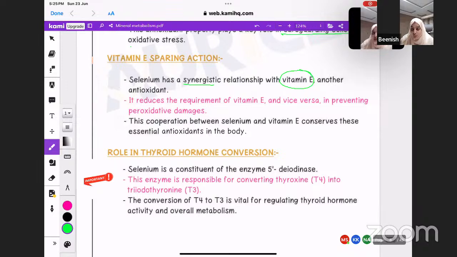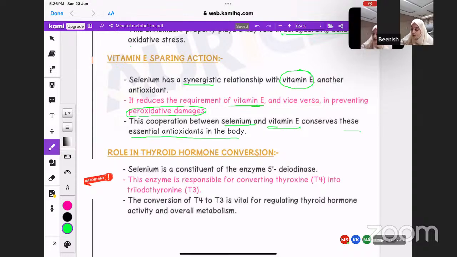Both of them have antioxidant properties. It reduces the requirement of vitamin E and vice versa in preventing oxidative, peroxidative damages. Both of them help in free radical scavenging and help in reducing oxidative stress. Selenium and vitamin E conserve these essential antioxidants in the body.